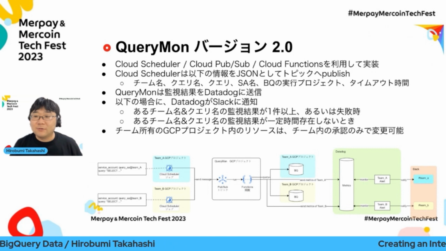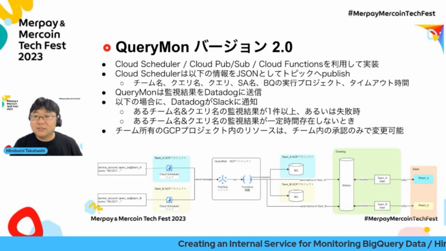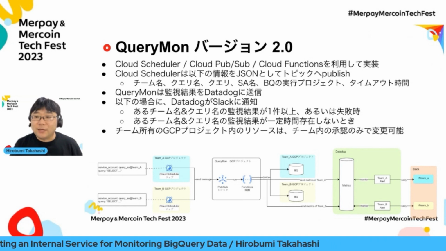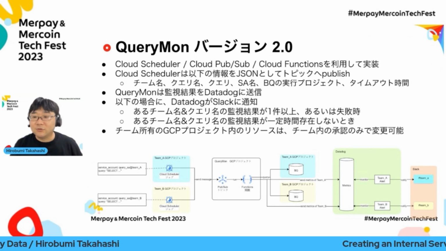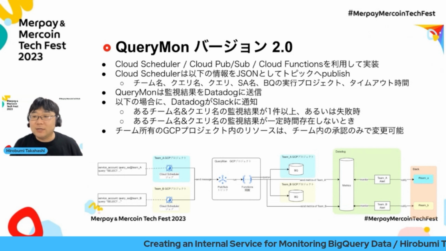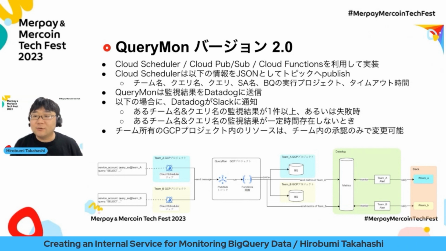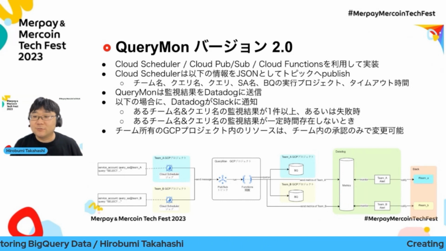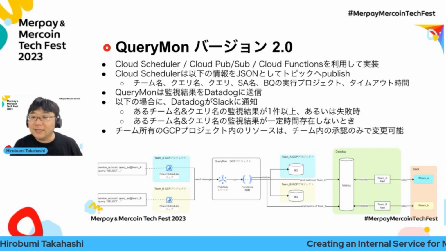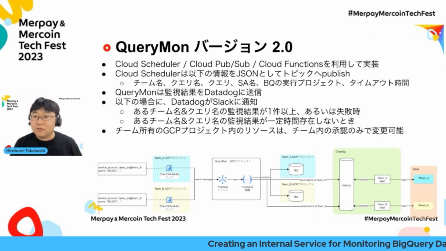GCP Cloud Scheduler, PubSub, Cloud Functions, and Datadog were used for the deployment. Teams established independent GCP projects, and within them, information such as the team name, query, service account name, BigQuery execution project, and timeout was prepared in a JSON format. We prepared a Cloud Scheduler job that will publish them into the QueryMon PubSub topic. And the resource is now able to change within the approval by the teams.